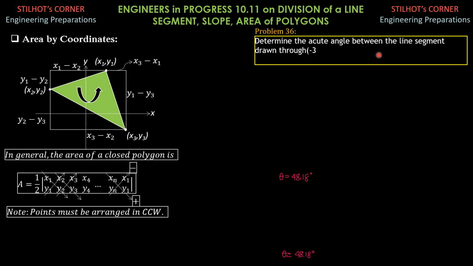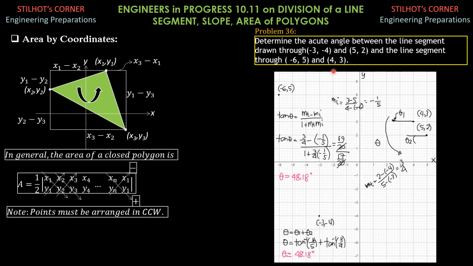Determine the acute angle between the line segment drawn through -3, -4 and 5, 2 and the line segment through -6, 5 and 4, 3. So plotting the points, we have -6, 5 and 4, 3, which is that. Then -3, -4, which is this, and 5, 2, which is that. So these are the lines. So if you use the formula, this is the angle between the two lines in counterclockwise direction. So this should be the terminal line, and this is the initial line.